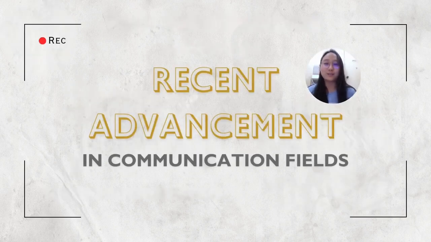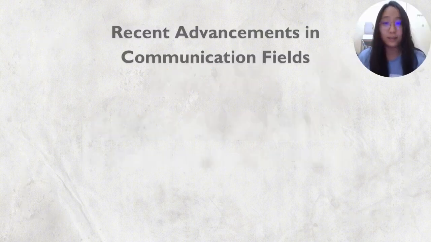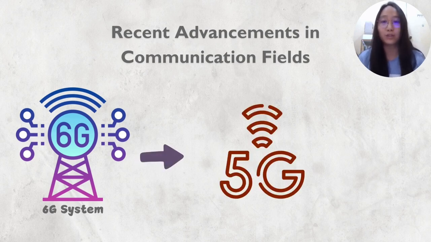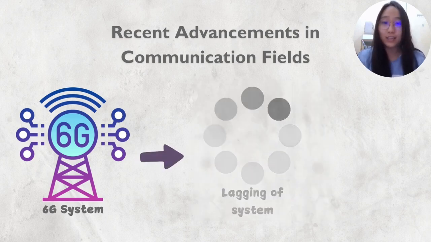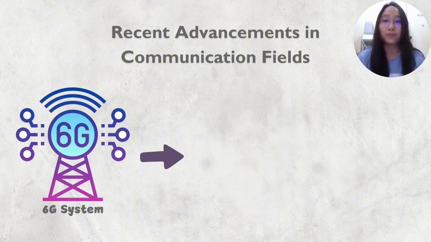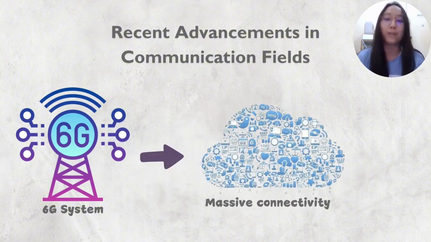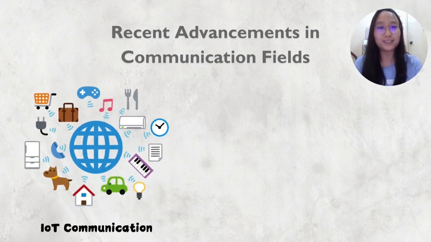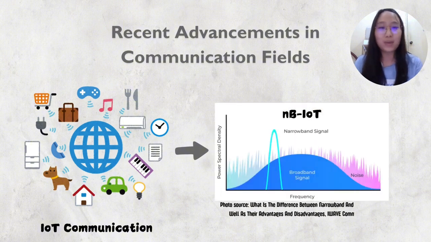So now, we will explore the recent advancements in communication fields. In terms of this, the first thing we want to mention is the 6G wireless communication system. 6G helps to overcome the constraints of 5G, such as the lagging of the system. 6G is very useful to handle massive amounts of data compared with 5G. The second advancement in communication fields is about IoT communication. In terms of this, narrowband IoT, which has a smaller band than the broadband signal, leverages efficient modulation for low-power devices.